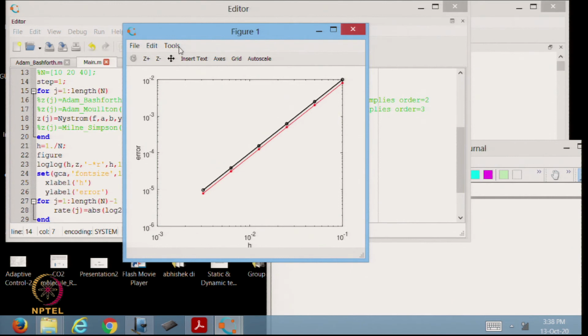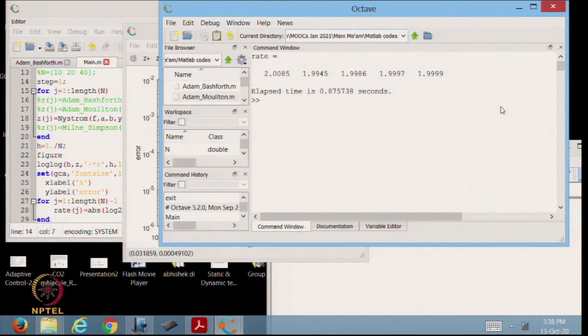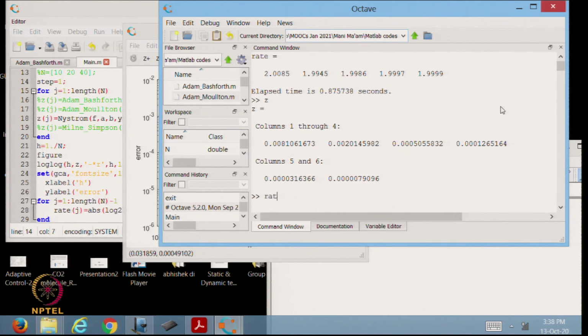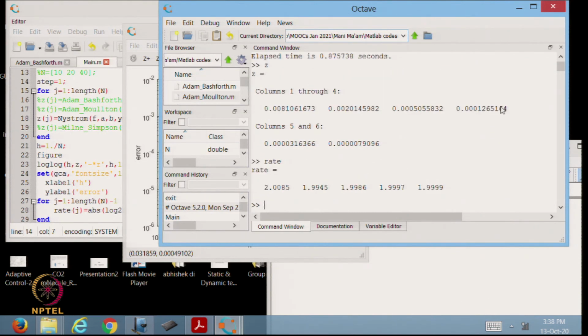That is what we have seen. Again, if you want, you can also see the error is tending to 0 as h tends to 0. If you want to observe the rate, it should be close to 2 as expected.